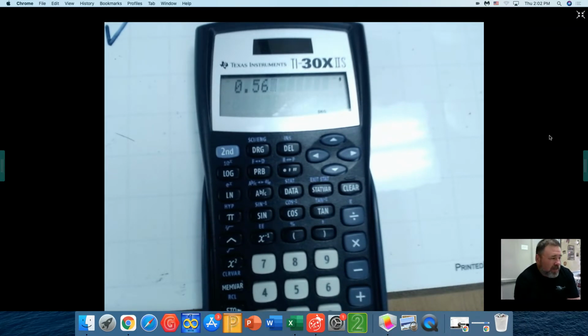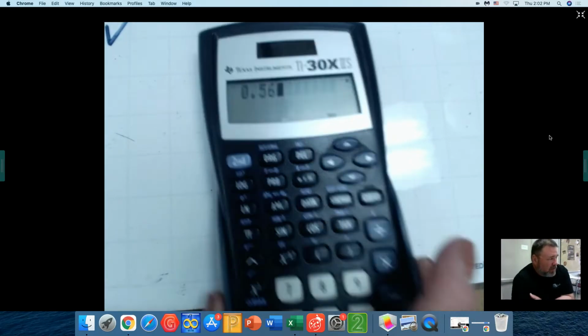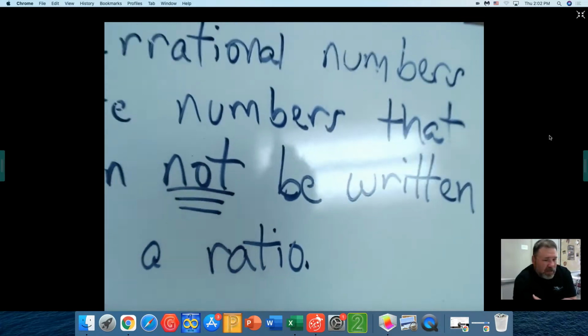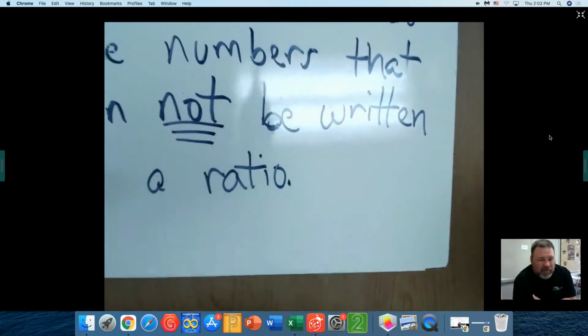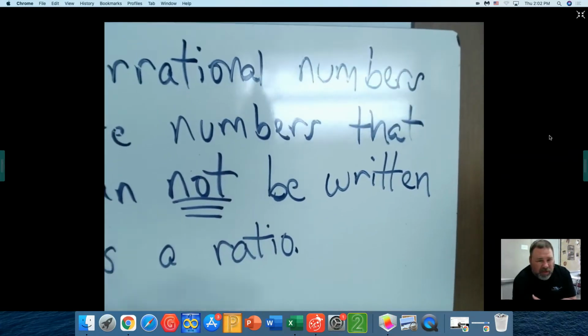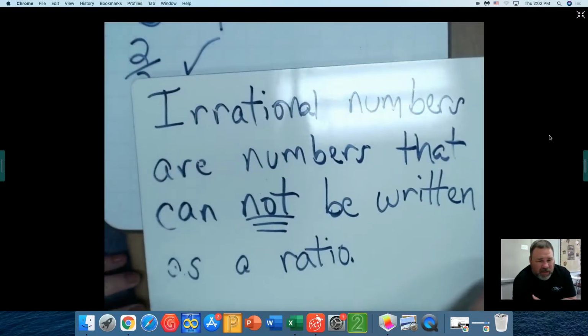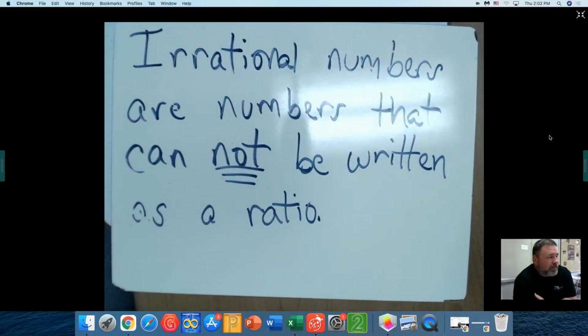So if we have numbers that can turn into ratios, what are the numbers called that we can't turn into ratios? Because I know we have decimals that will not turn into fractions. What are those called? Okay. So numbers that cannot be turned into a fraction is the opposite of rational, which would be irrational. Okay, so irrational numbers are numbers that cannot be written as a ratio. Right.